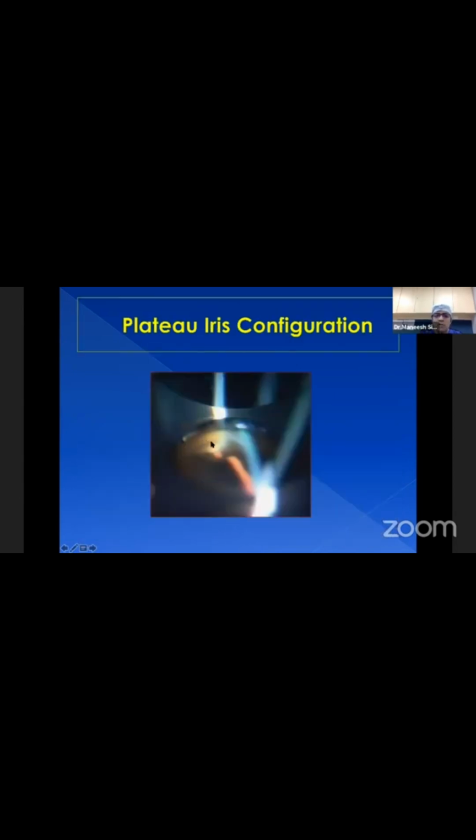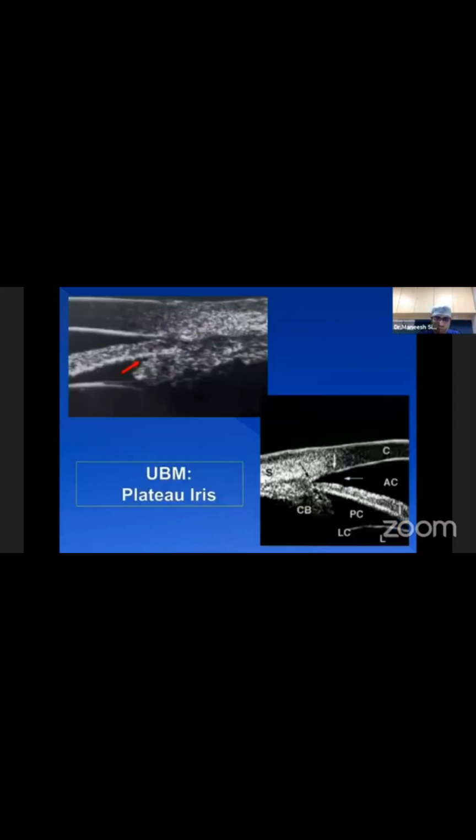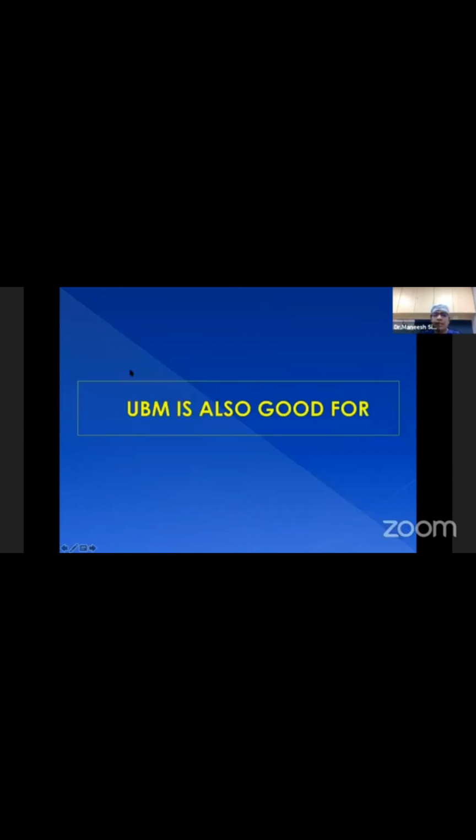In these cases, often you see this typical double hump pattern or a sine wave sign, which indicates a plateau iris configuration. Here comes the role of imaging also. UBM is a very good tool to confirm plateau iris because it can show these anteriorly positioned ciliary bodies.